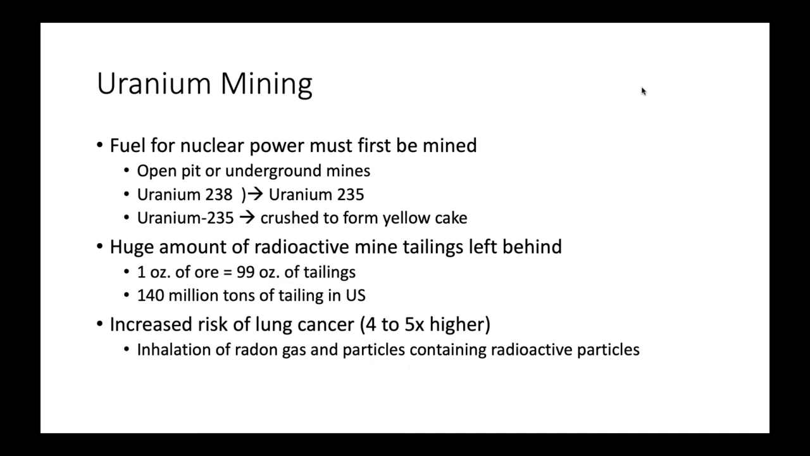Okay. So at any rate, the problem is that in order to get a small amount of uranium-235, you've got to take a lot of rock and a lot of uranium out of the ground. So for 1 ounce of ore, you have 99 ounces of tailings, tailings being the waste or the remainder, the insufficiently enriched leftovers of this thing. Over the period of time, we've collected about 140 million tons of tailings in the United States. It's rare, but it occasionally winds up in the wrong spot. I think we've got a slide where we talk about that in a second.